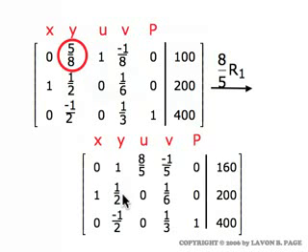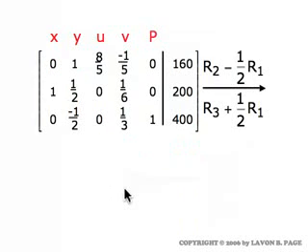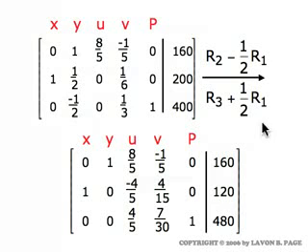We need to turn the other two numbers in column 2 into zeros. So think about what the row operations would be that would accomplish that. We'll use R2 minus 1/2 R1 to make this guy a 0, and we'll use R3 plus 1/2 R1 to make this guy a 0. So carrying out these two row operations brings us to this tableau right here. So we've completed our second complete step of the solution process.